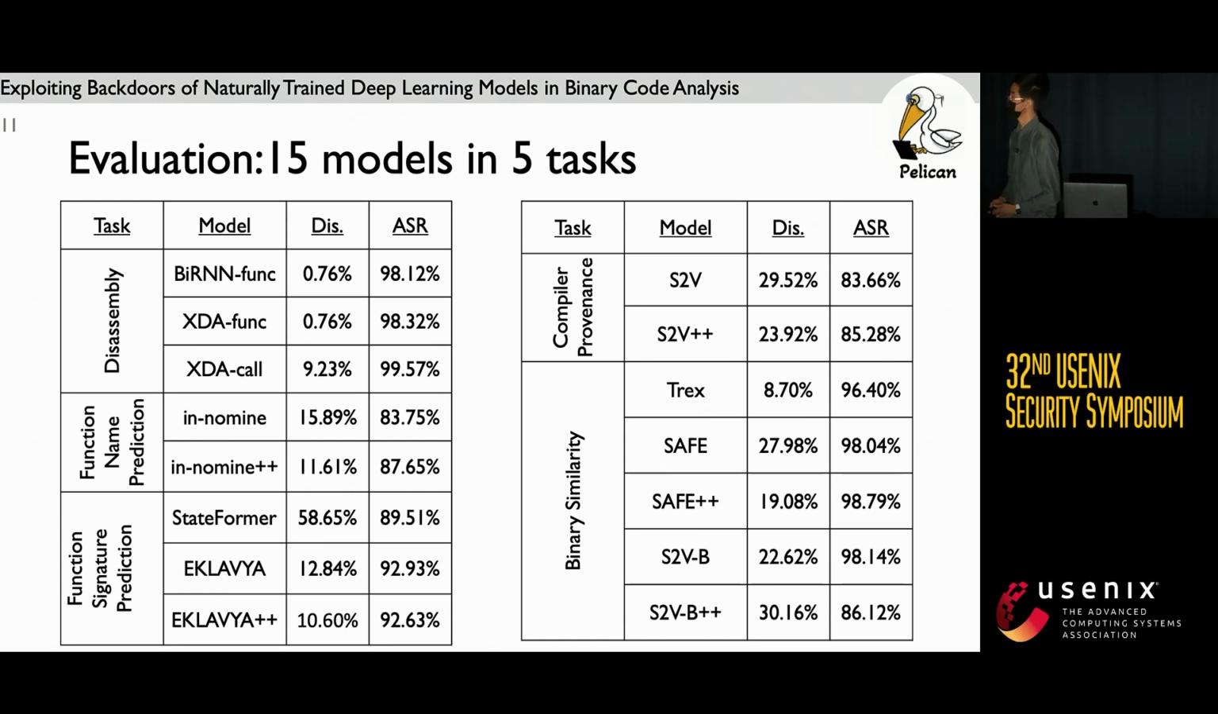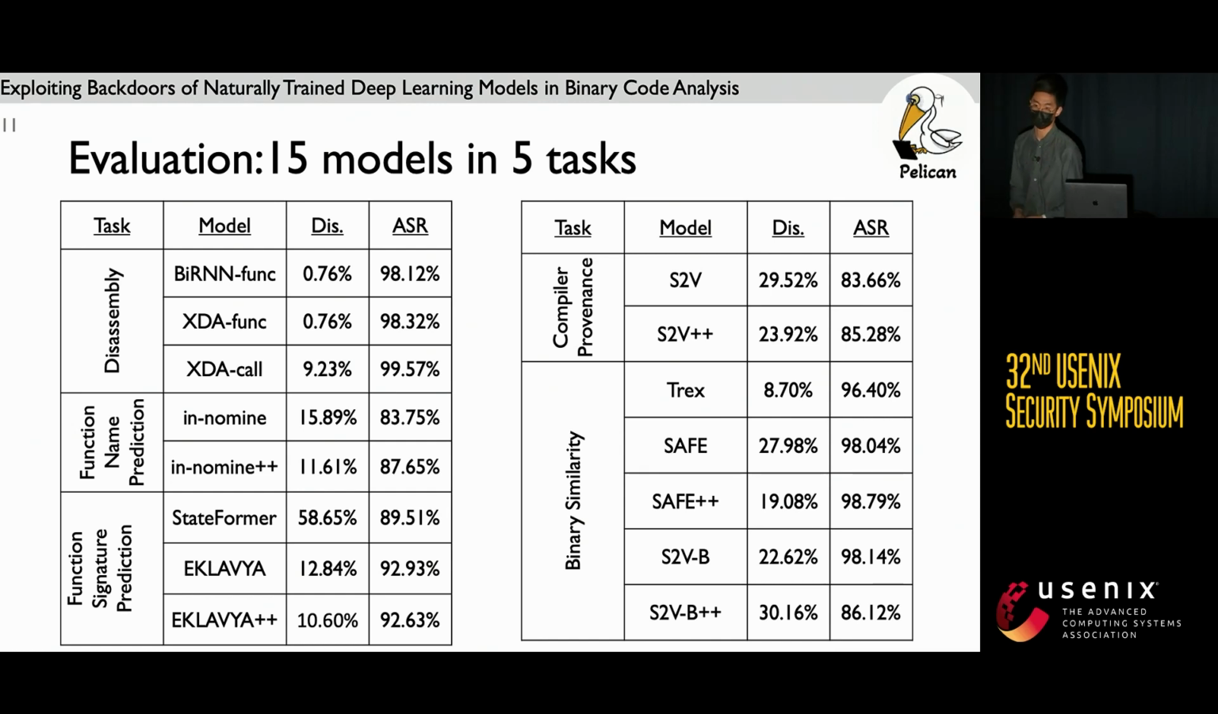We evaluate our technique upon 15 models in 5 different binary analysis tasks. The first column shows the task, the second column shows the model. The third column shows the edit distance, which is the edit distance between the synthesized block and the original block. And the last column shows the attack success rate. We can observe that PELICAN can achieve over 80% ASR for all the models.